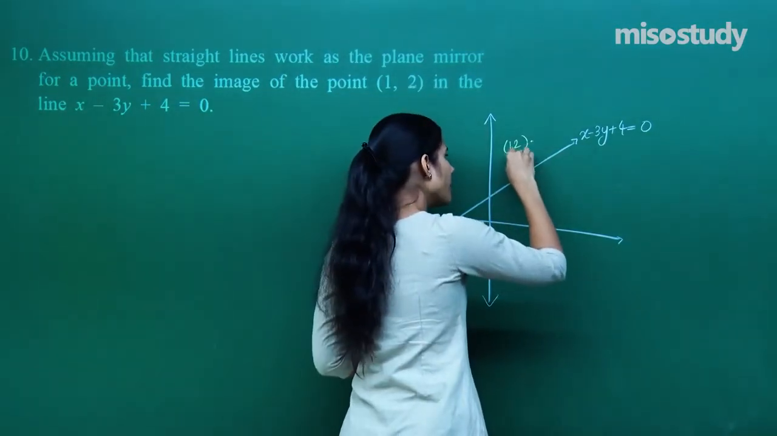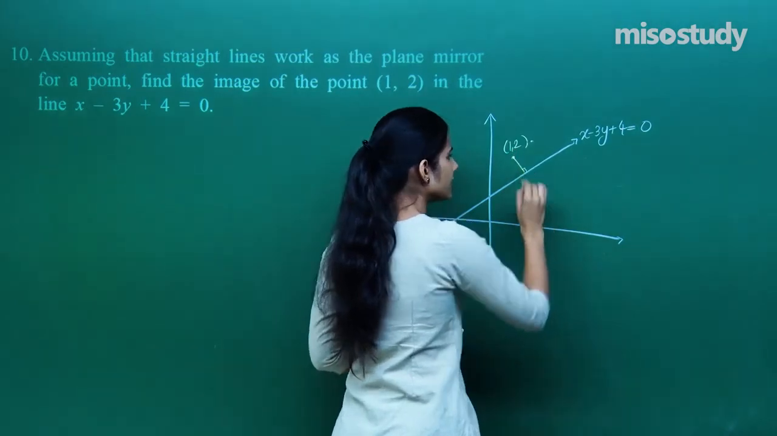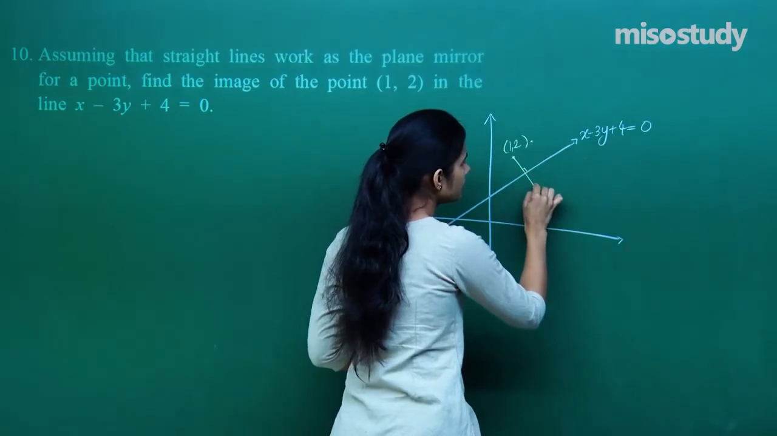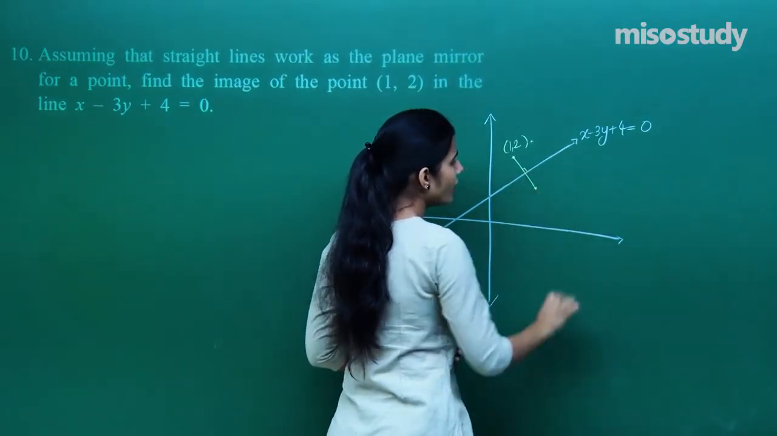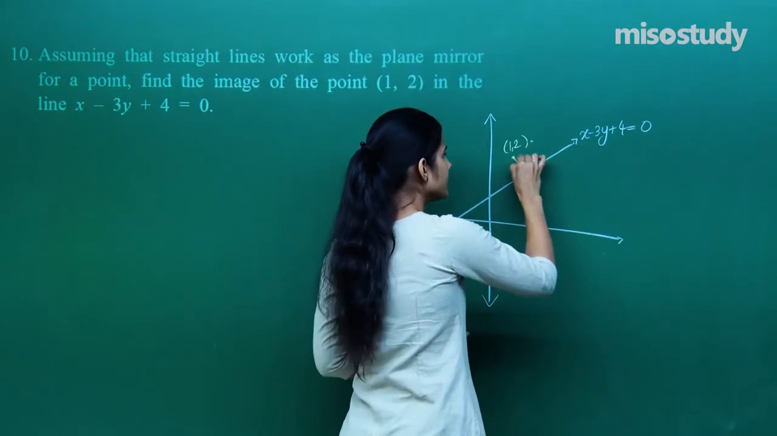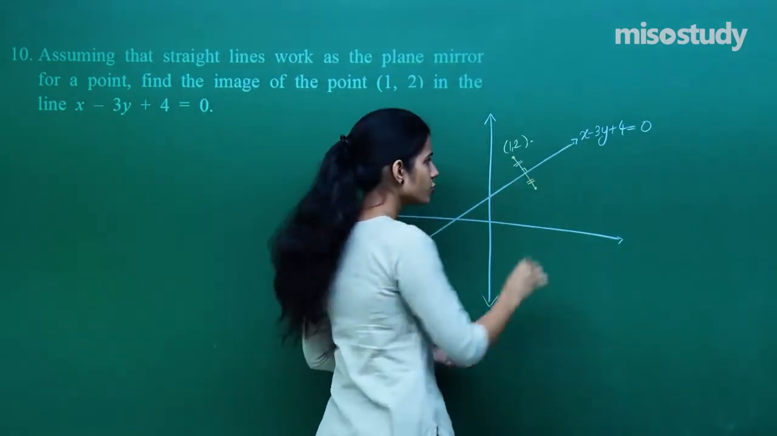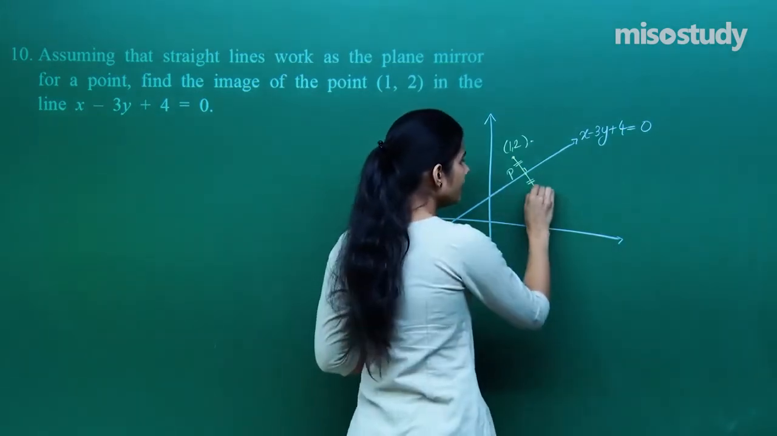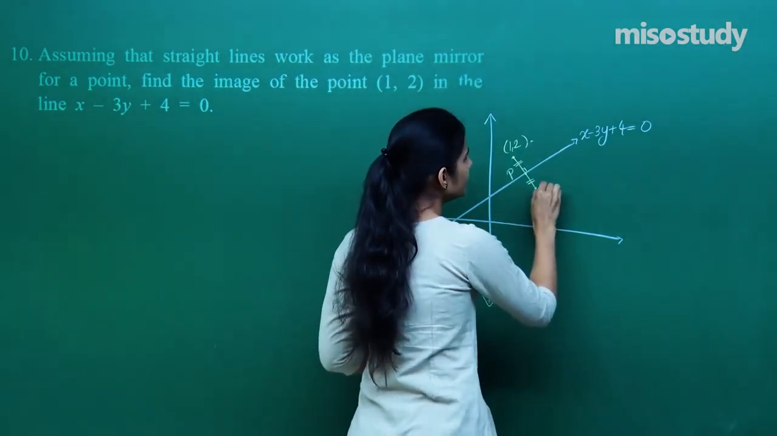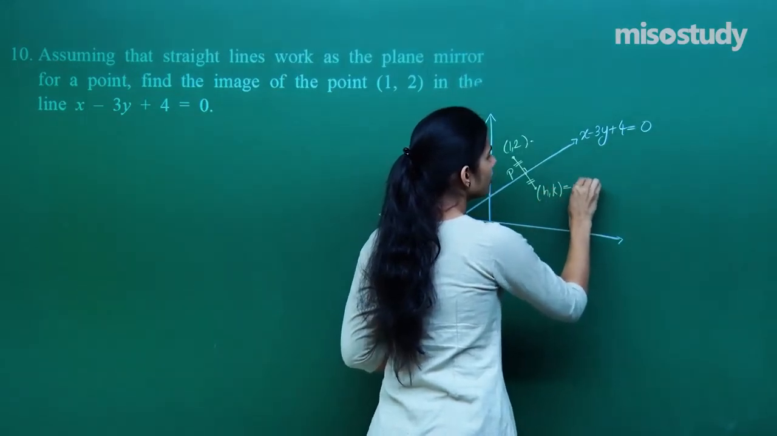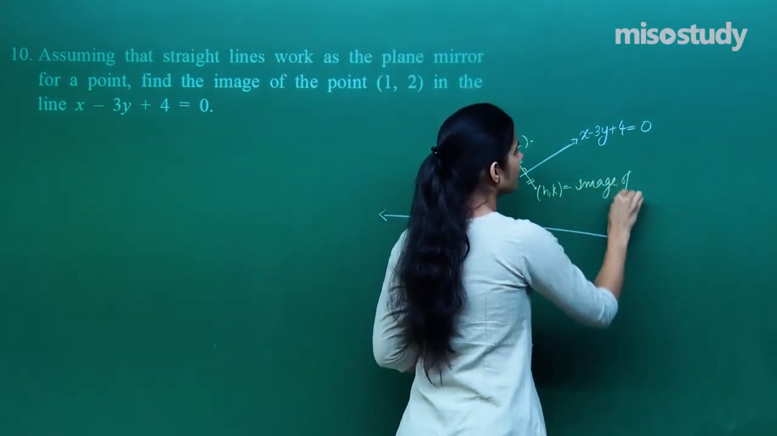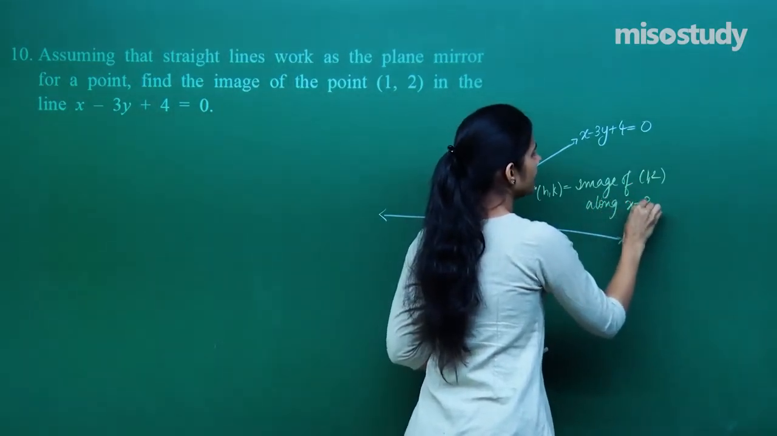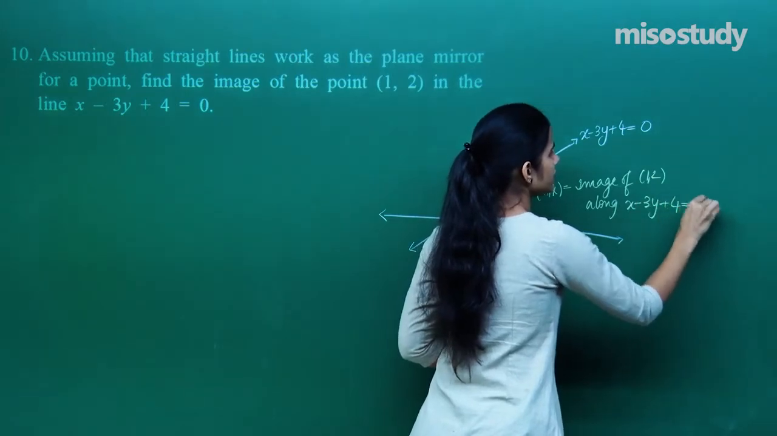So what you do, you drop a perpendicular from the point onto this line. Exact same distance you travel downwards, and the point that you obtain when you stop, see this distance is same as this distance. So basically this point P is acting as the midpoint. Here where you stop is known as the image of 1, 2 along the mirror x minus 3y plus 4 equals 0.